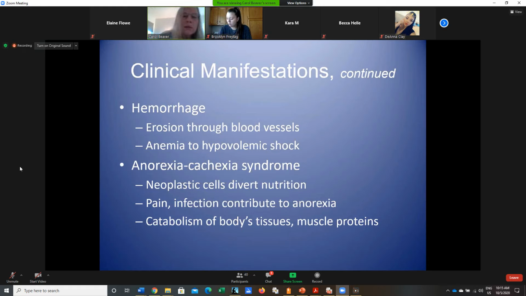We already talked about diverting the nutrition. You can have pain and infection that contribute to the anorexia. You just don't feel like eating because you feel so terrible, and the catabolism of the muscle proteins and all that.